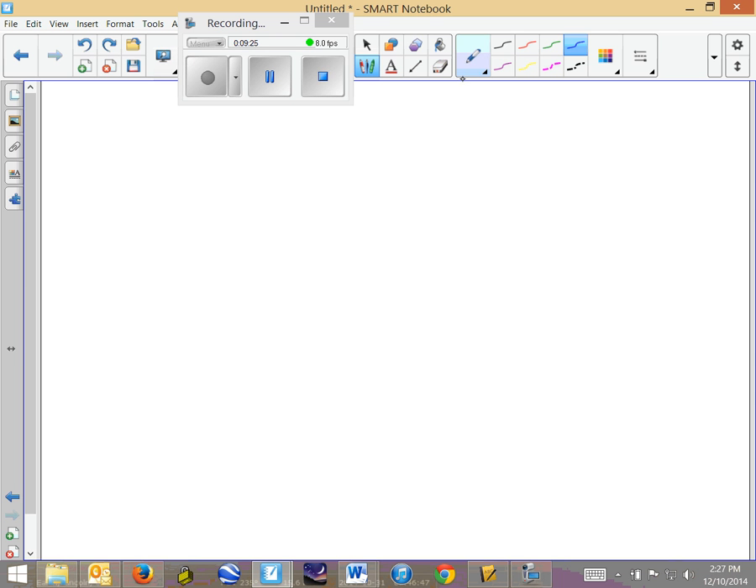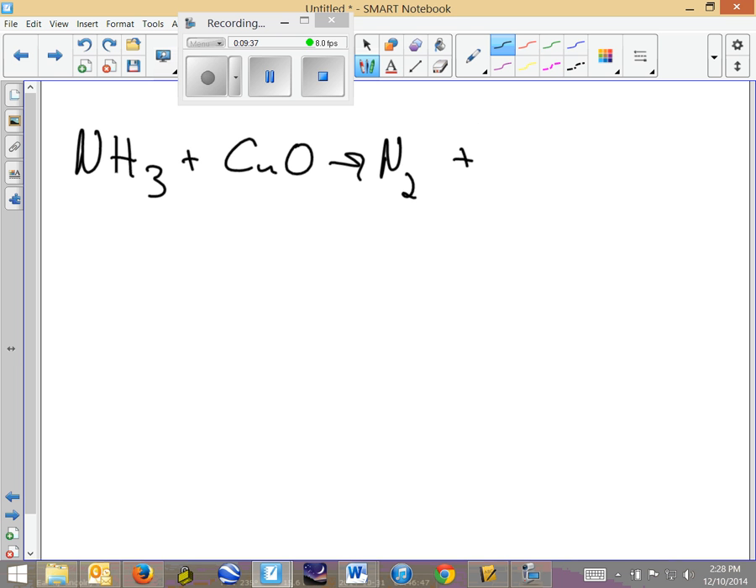Here's the formula that we're going to be working with. We'll say NH3 plus CuO yields N2 plus Cu plus H2O. I want more room because I have to balance it. Big formula here. Let's just balance this thing out real quick, hopefully quick.